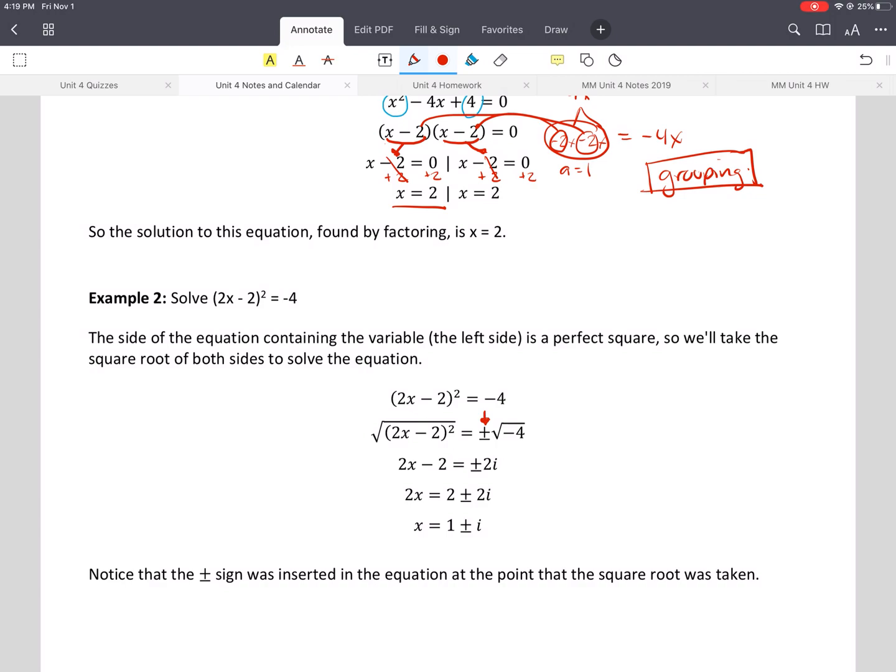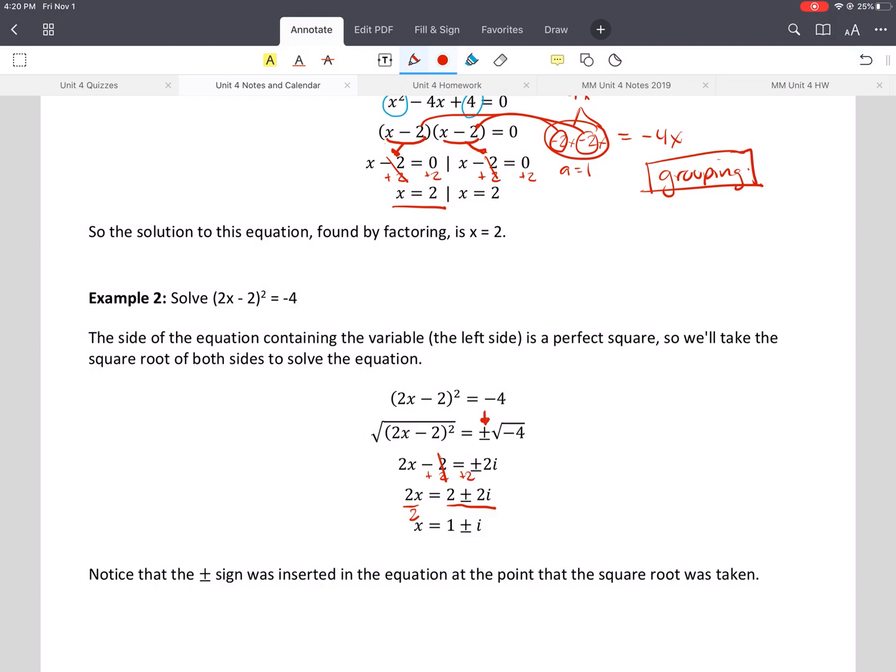Don't forget that we have a plus or minus. And then we would need to add 2 to both sides. That would give us this. And then we would divide both sides by 2. And you'd get 1 plus or minus i.